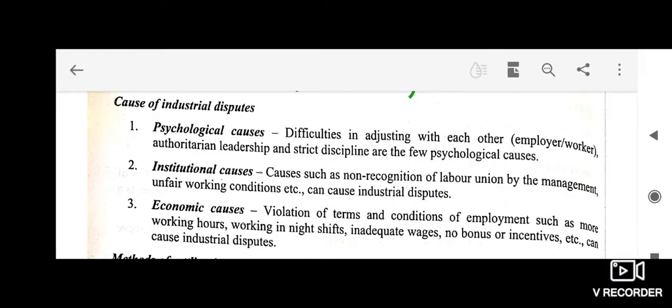Causes of industrial disputes. Firstly, psychological causes include difficulties in adjusting with each other, authoritarian leadership, and strict discipline. Second, institutional causes, which include non-recognition of labor union by the management, unfair working conditions, etc. Lastly, economic causes, which include more working hours, working in night shifts, inadequate wages, etc.